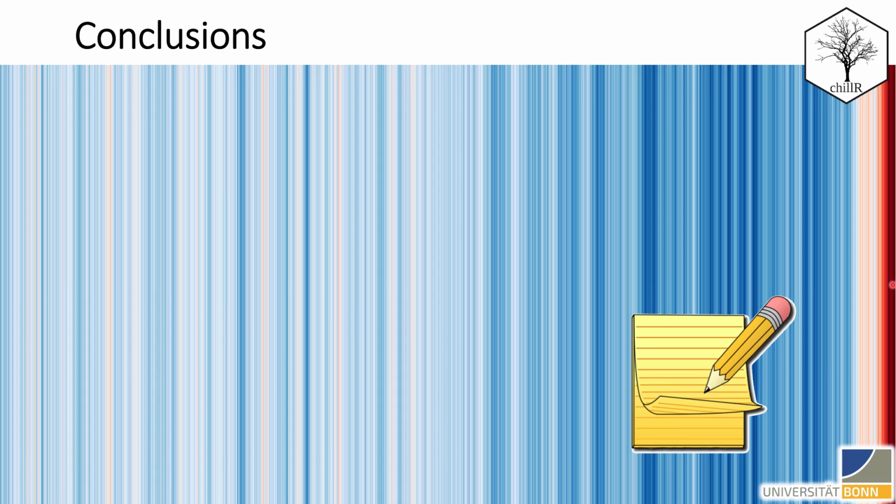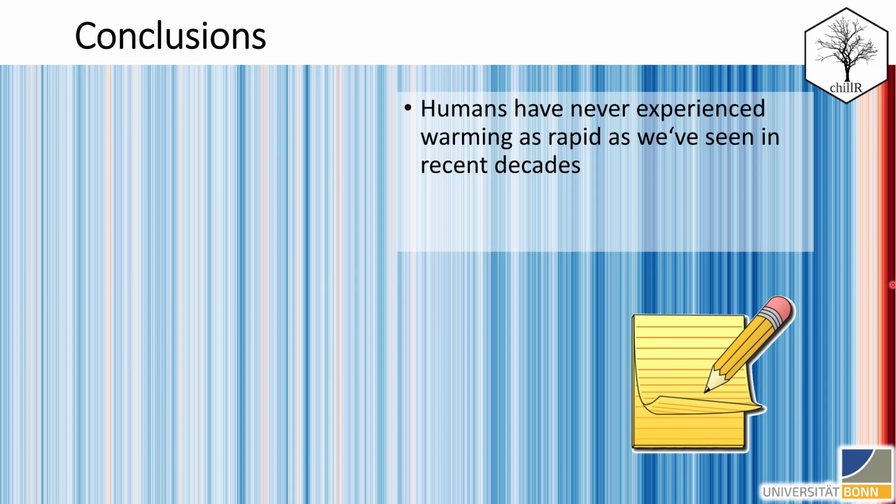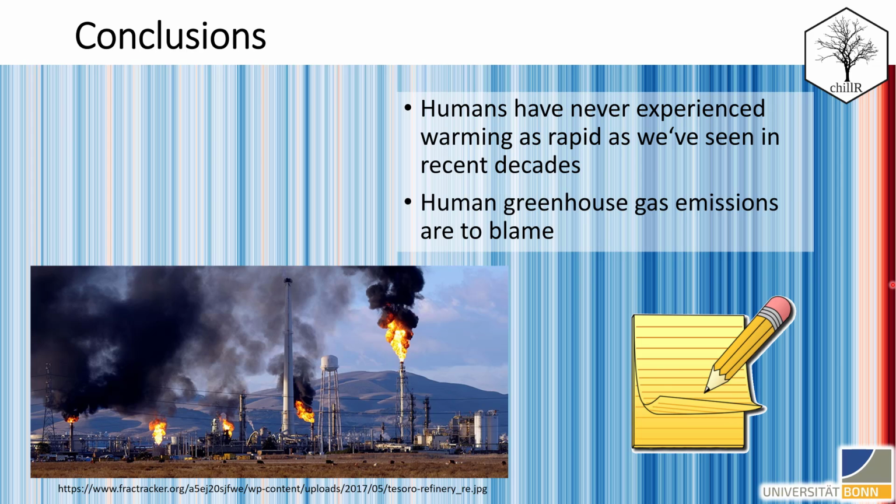So, some conclusions from today's lecture. Humans have never experienced warming as rapid as what we've seen in recent decades. Human greenhouse gas emissions are to blame. That is very, very clear, and there's really no doubt about it.